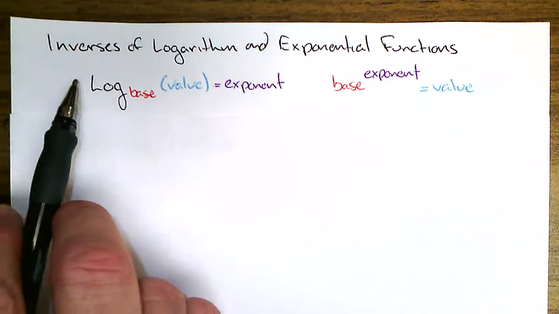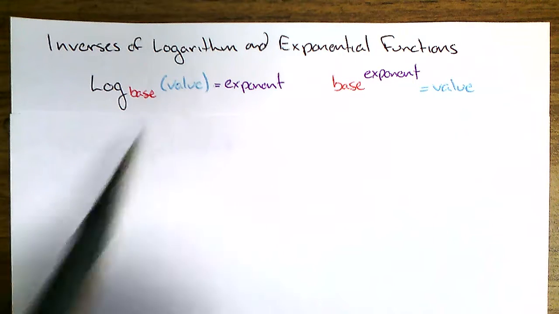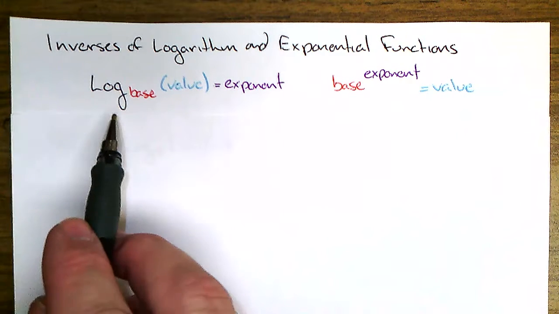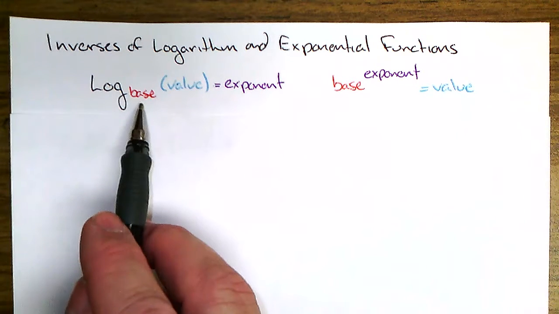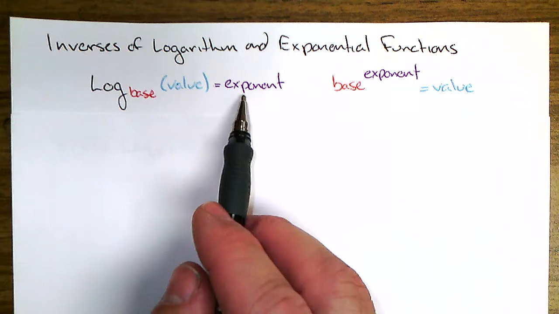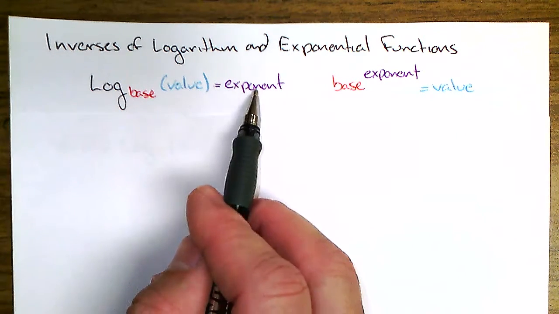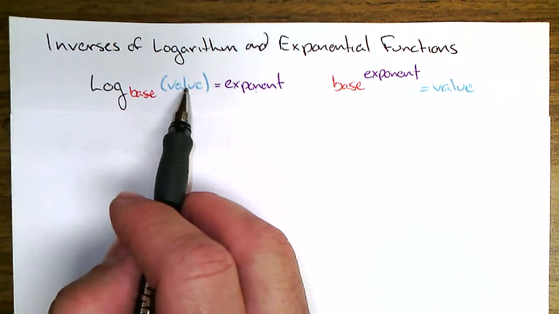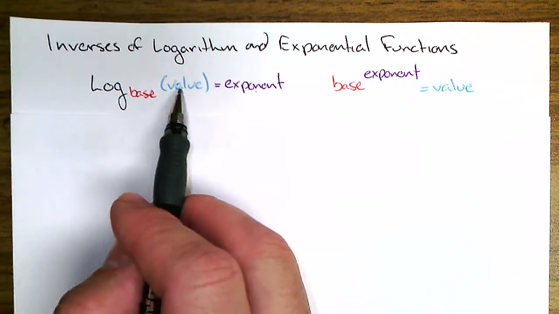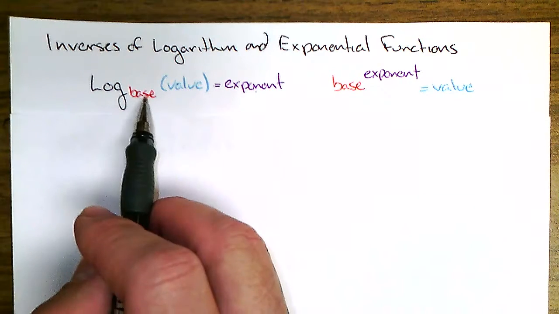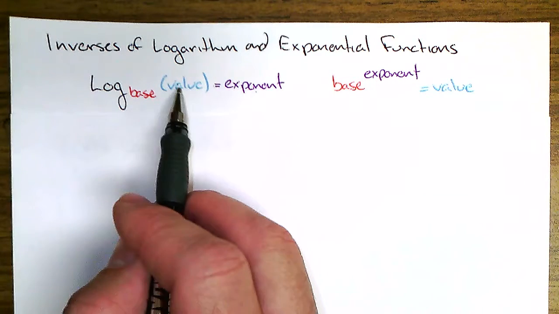Okay, we're going to look at today finding inverses of logarithm and exponential functions. Let's start with a quick review. When we have a log to a certain base of a value, it returns an exponent. And what this function tells us is what power of the base gives us our value. So if this was log base 10 of 100, then our exponent would be 2 because 10 to the second power is 100.